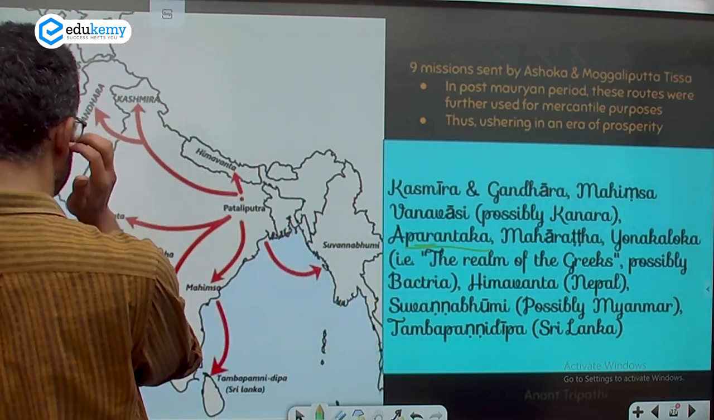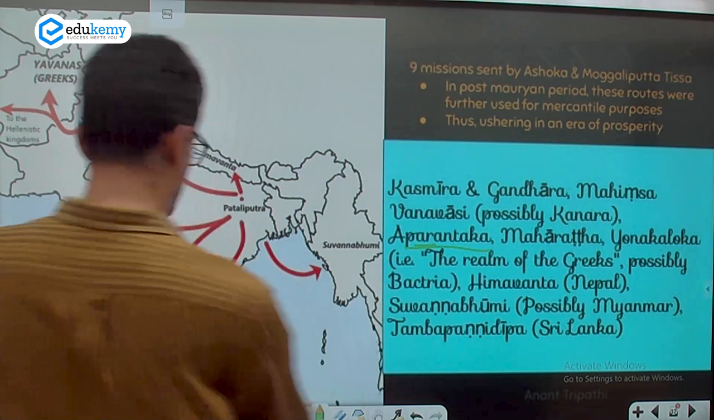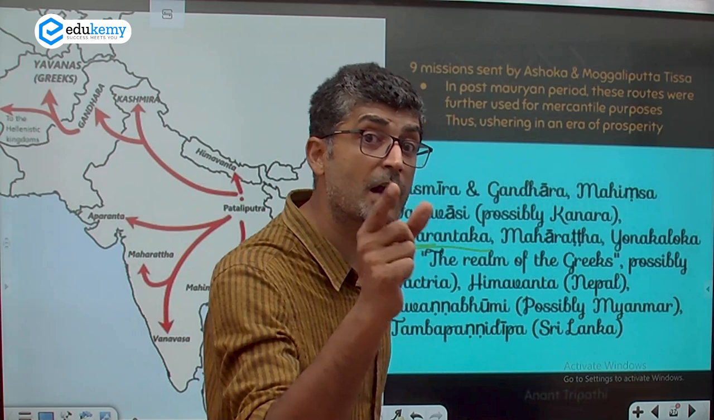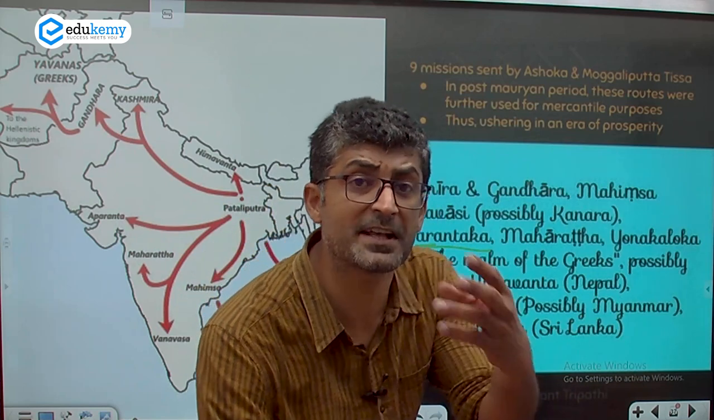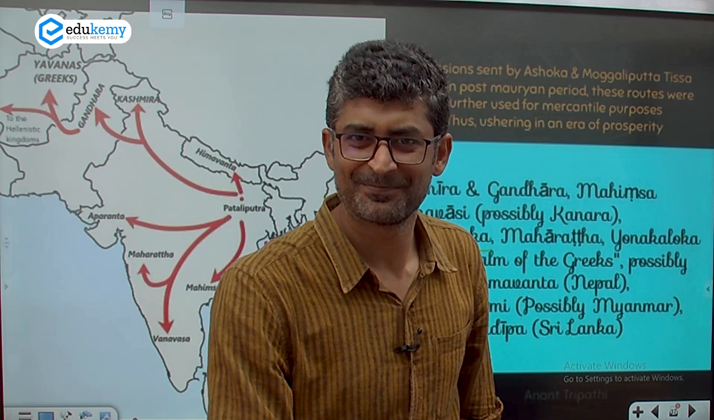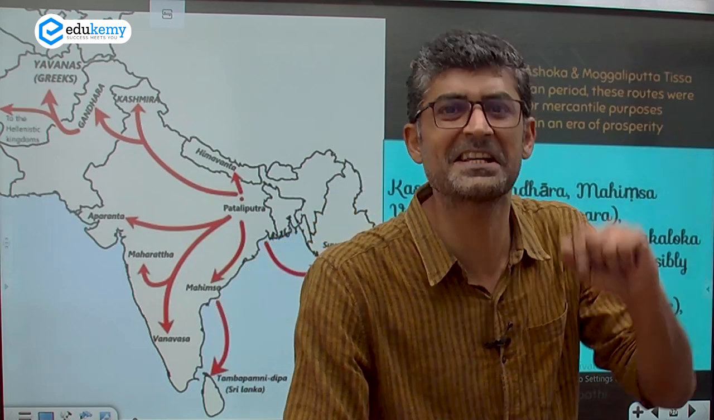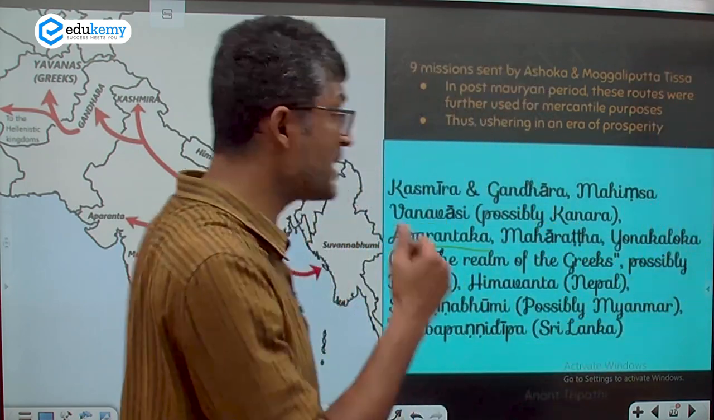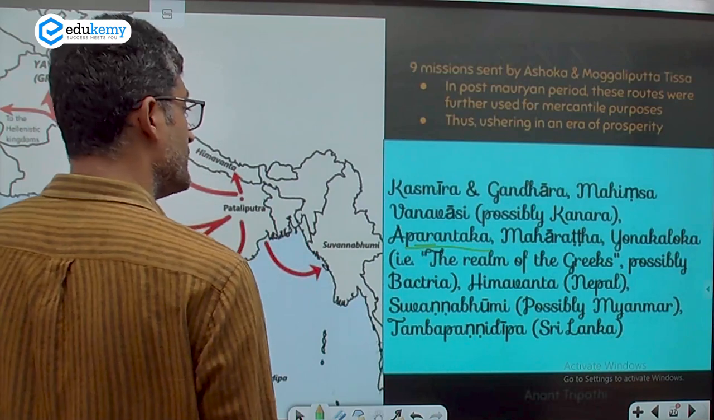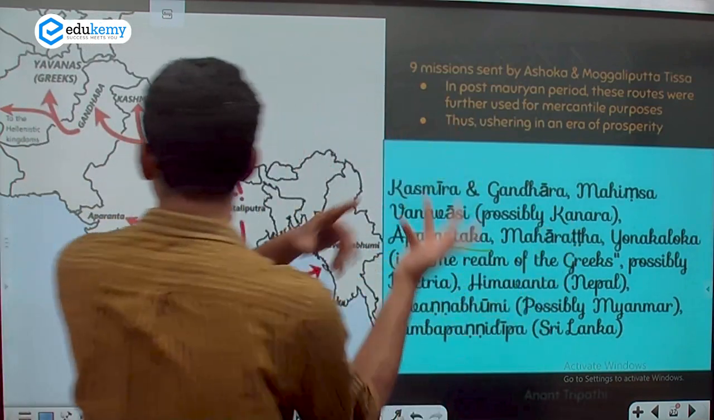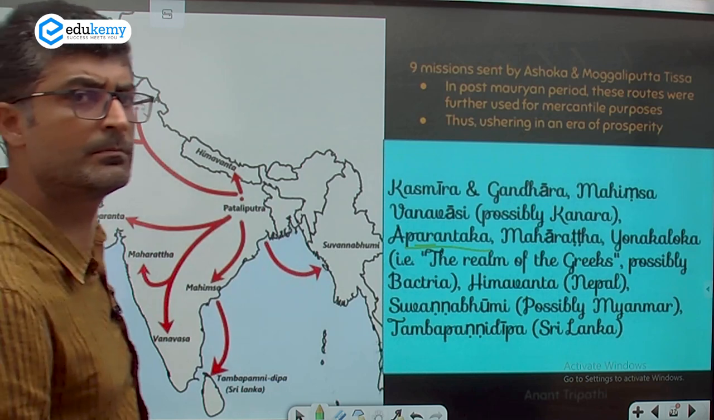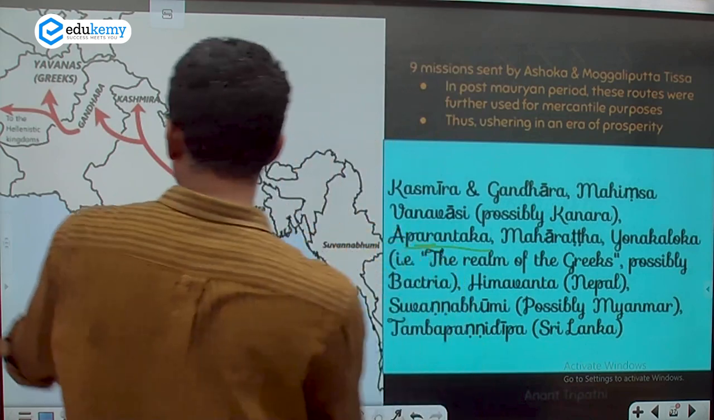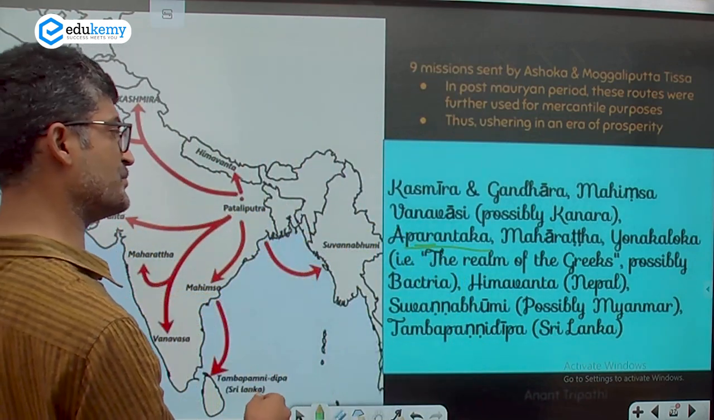So, Aparantak was Gujarat, Maharatta, of course, Maharashtra, Yavanakalok. Yavan, who are Yavans? These are basically the Greeks. Yavan kyun? Ionian Sea se aa rahe hain na? To uska corruption from Ionian, they became Yavan, probably, I'm guessing. And where were the Greeks? The Greeks were here in Bactria. These are known as Bactrian Greeks. Then they also sent missions to Hellenistic kingdoms.